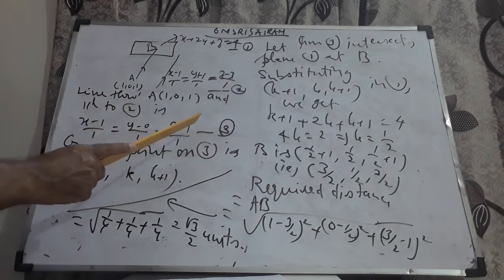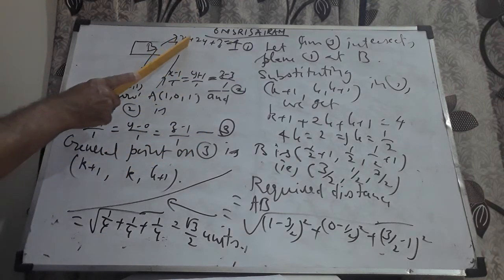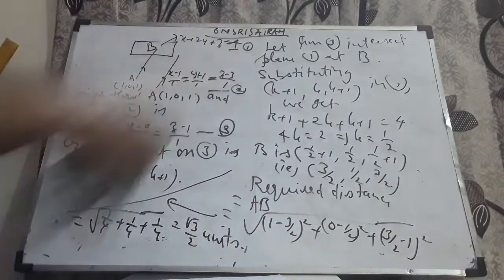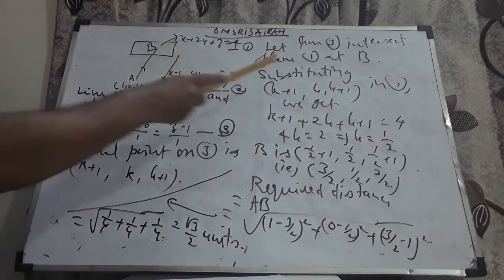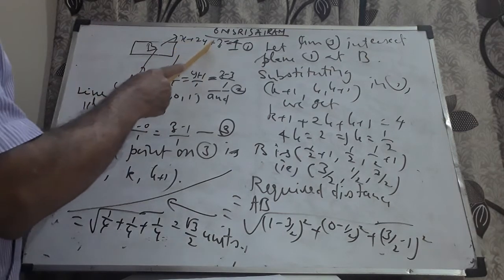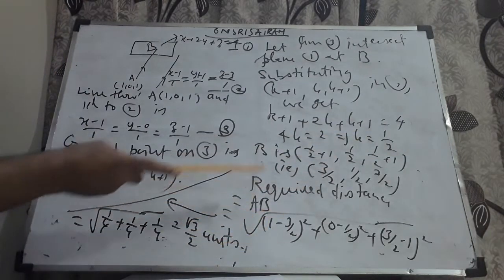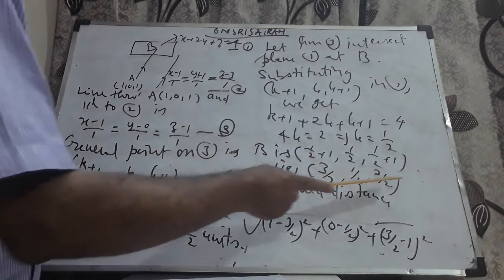The general point here, if I equate it to k, I'll get it in terms of k. If I equate it to lambda, I'll get it in terms of lambda. If I equate it to mu, I'll get it in terms of mu. For (k + 1, k, k + 1). Let line 3 intersect, not intersects, plane 1 at B. This is the point. Substitute this point over here. k + 1 + 2k + k + 1 = 4. So 4k = 4 - 2, which is 2. Therefore, k happens to be half. Now B happens to be (1/2 + 1, 1/2, 1/2 + 1), that is (3/2, 1/2, 3/2).